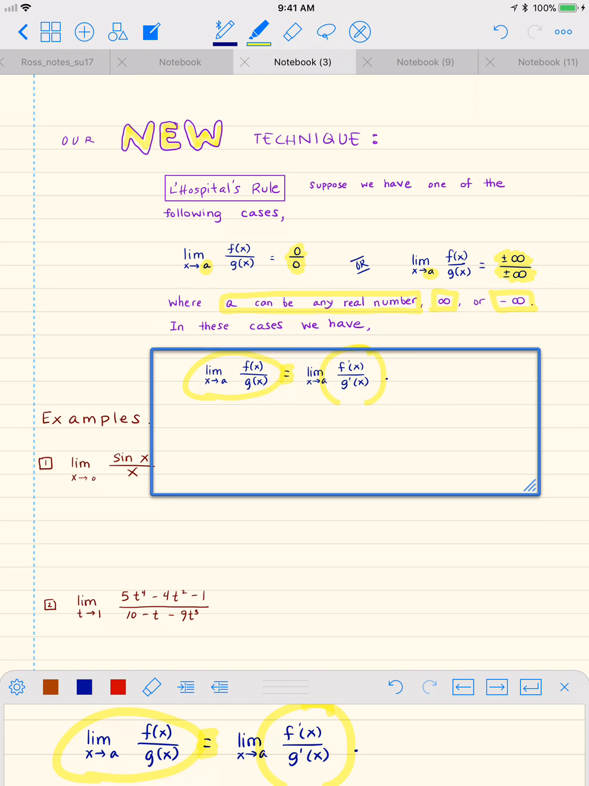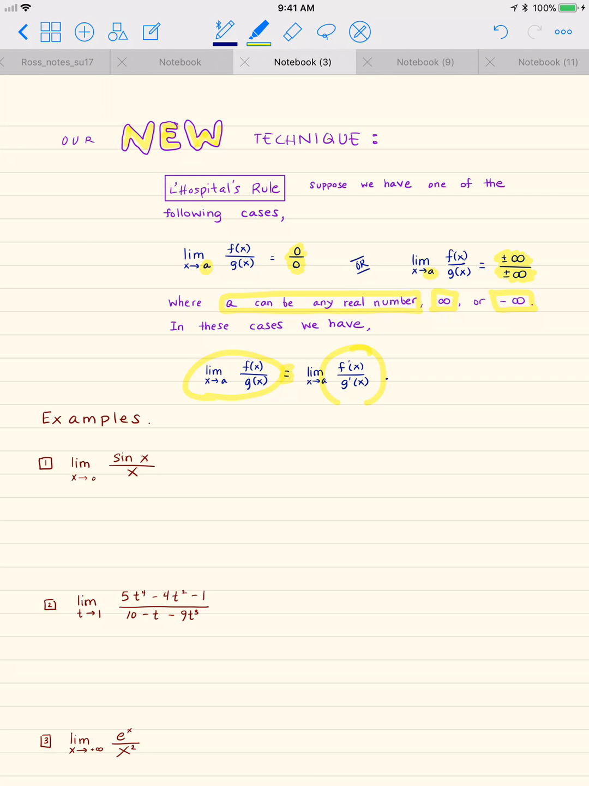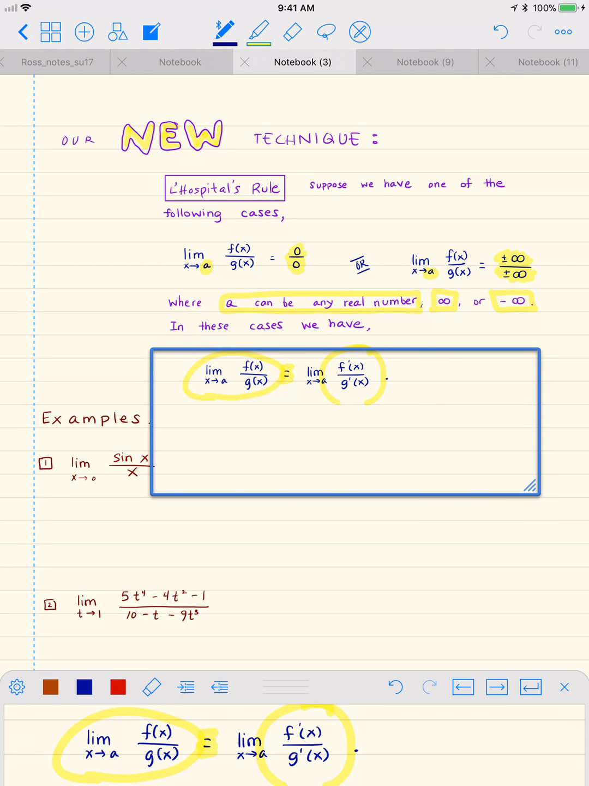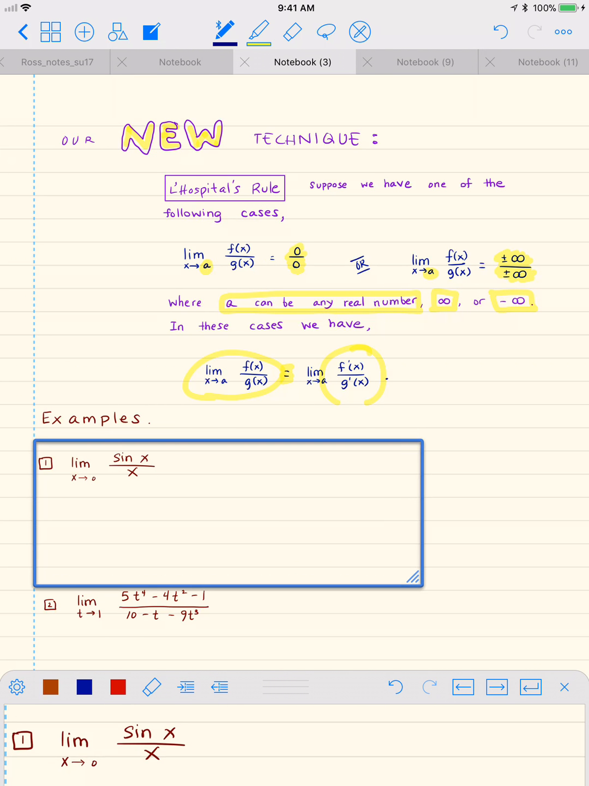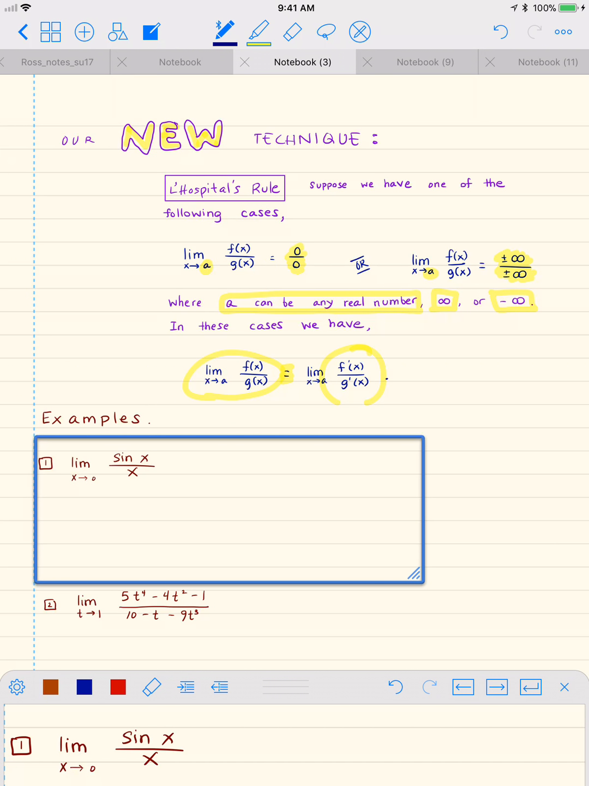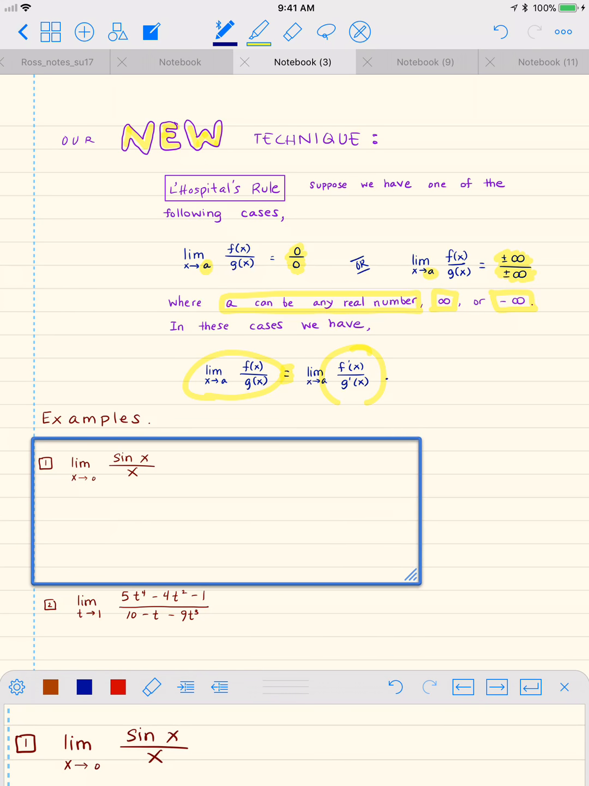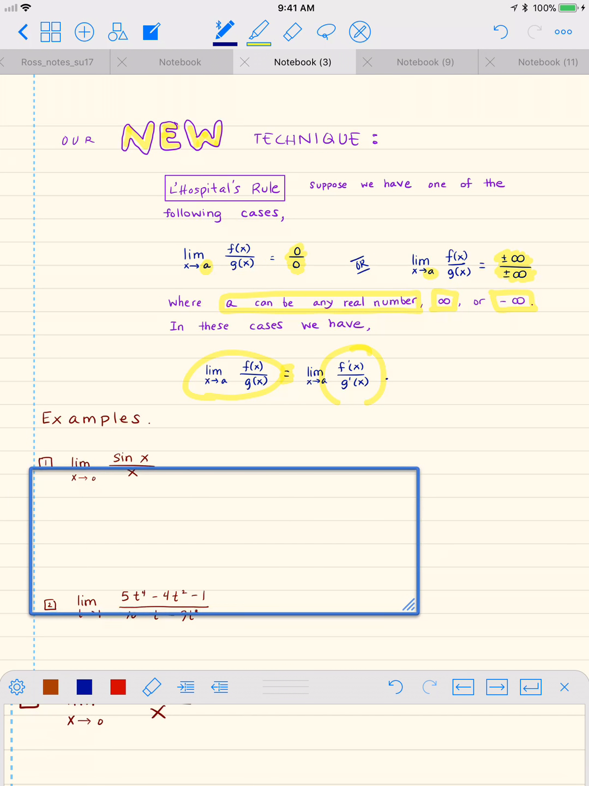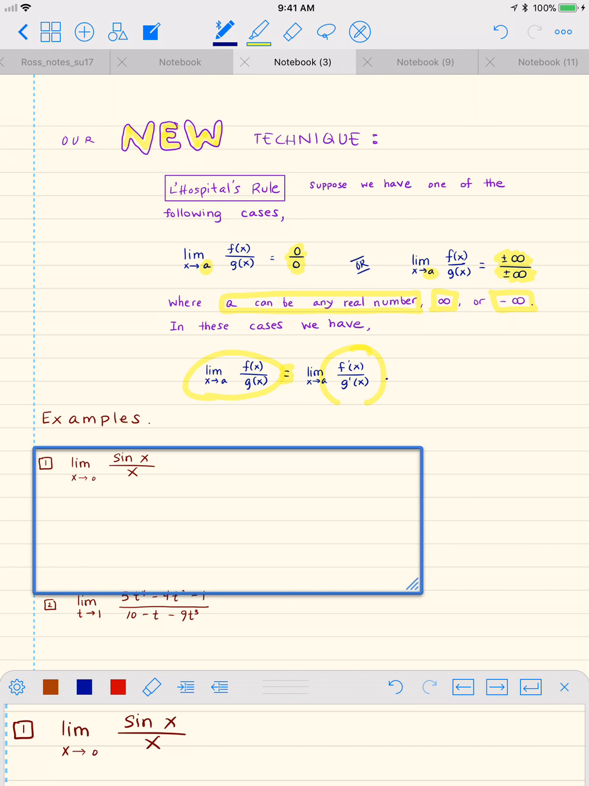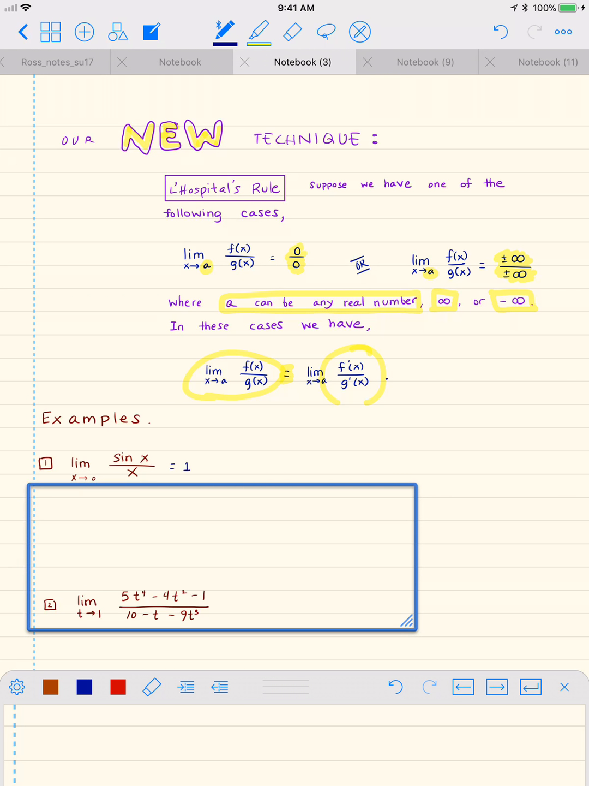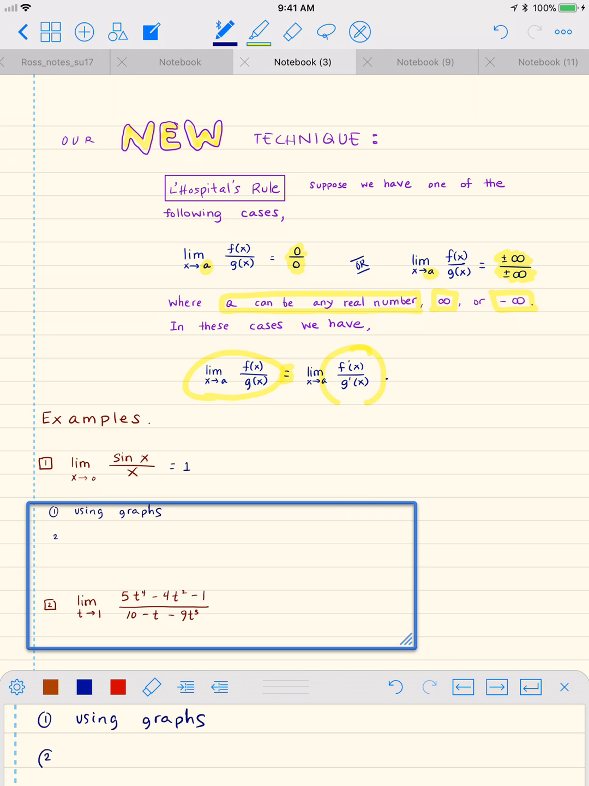Okay. So let's go ahead and get started applying this. Let's see how it applies. So we've got this limit as x approaches 0 of sine x over x, and we've seen about 3 different explanations of why this is equal to 1. One approach was using the graphs, right? Another approach is using linear approximations.